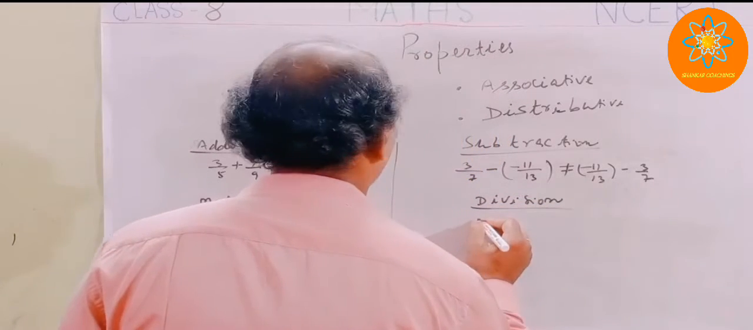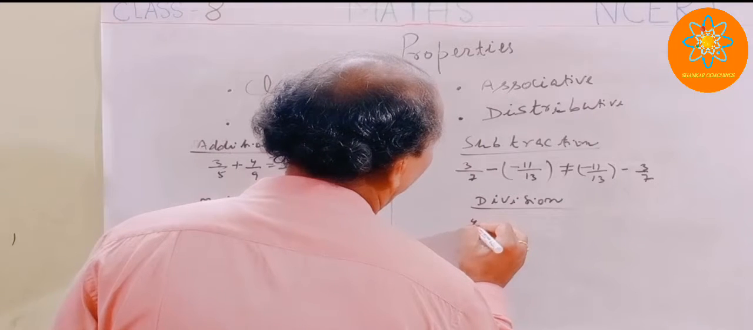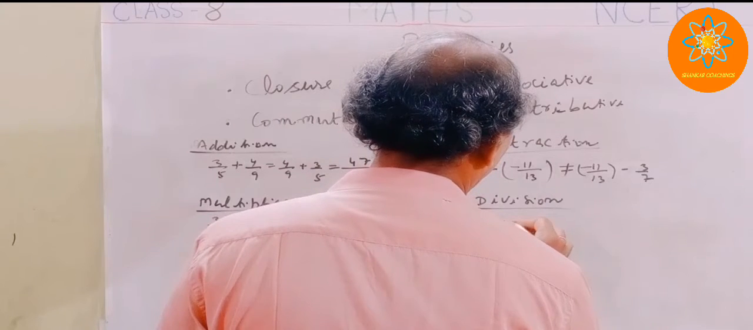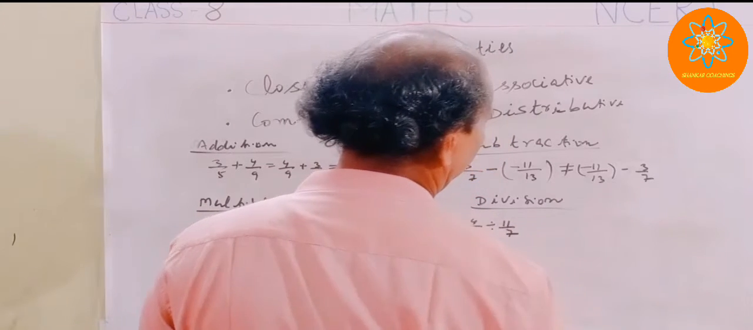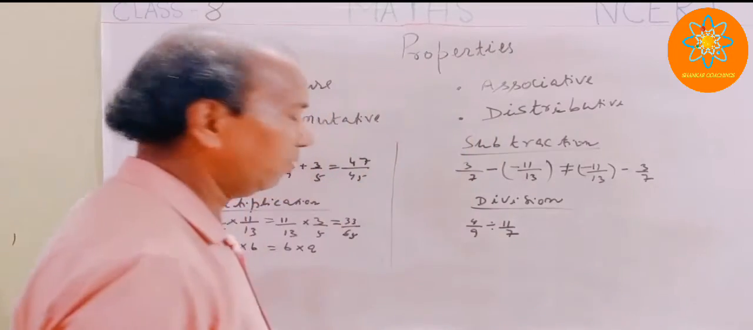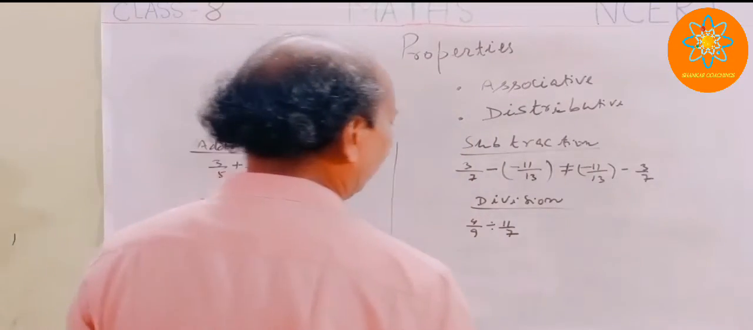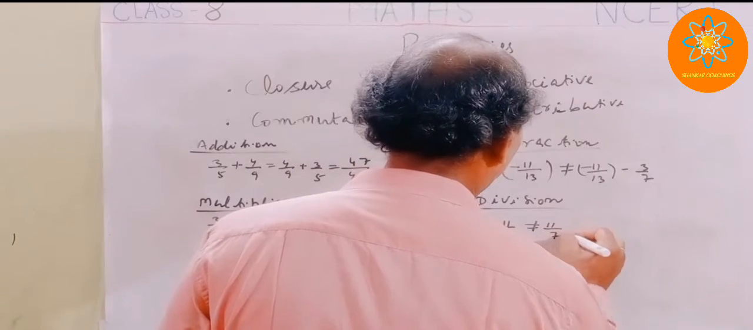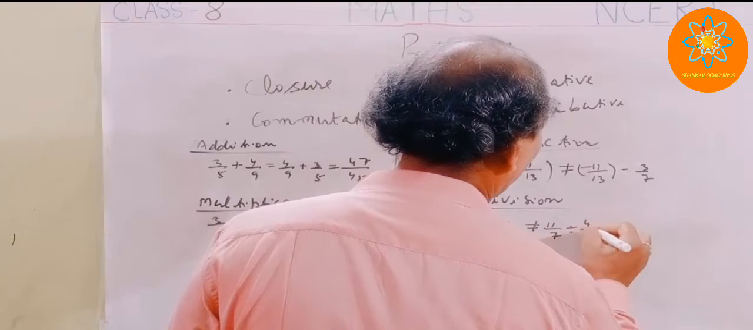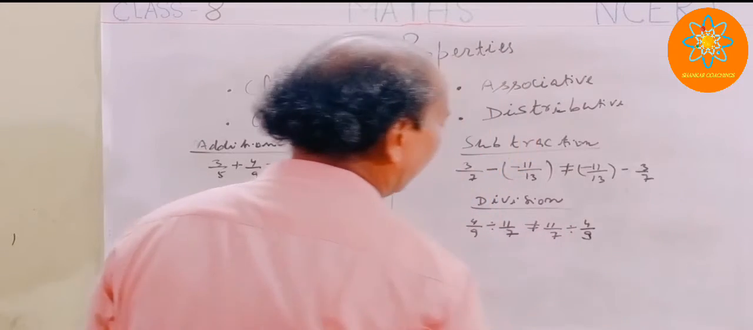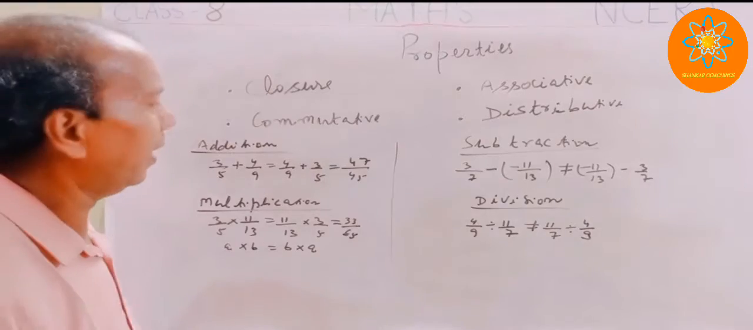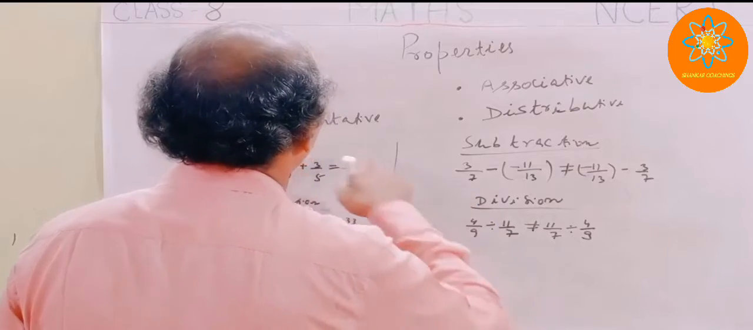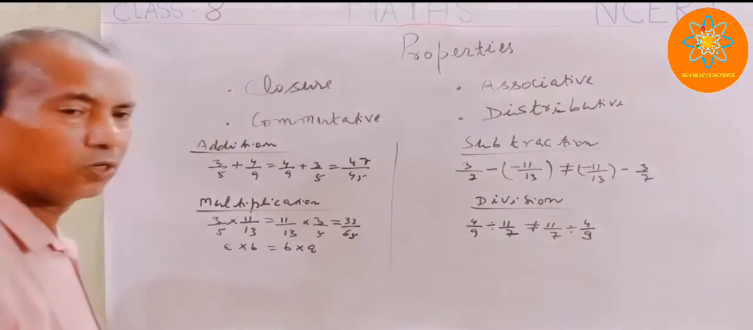Let's suppose 4/9 is there and I want to divide it by 11/7. So 4/9 divided by 11/7 is not equal to 11/7 divided by 4/9. Hence I can say that for the division case, commutative property is not true.